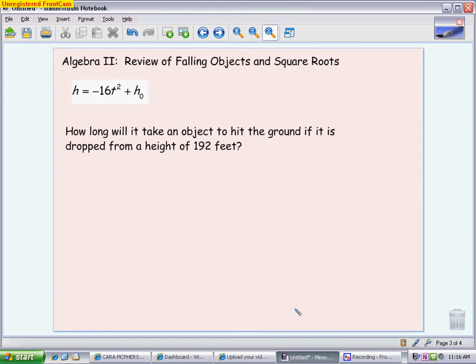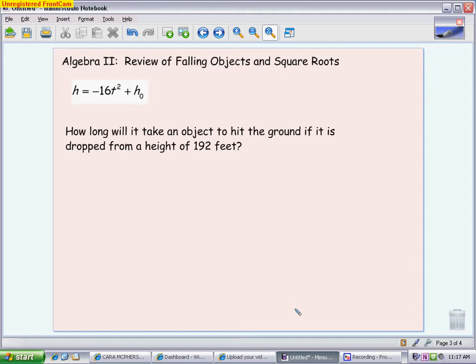Here's our third video for the quiz that you're going to take over square roots and solving with square roots. The only thing that we haven't covered yet is how to work with the falling object formula and then how to utilize your calculator in order to solve and simplify complex numbers. So that's what this is going to review right here.